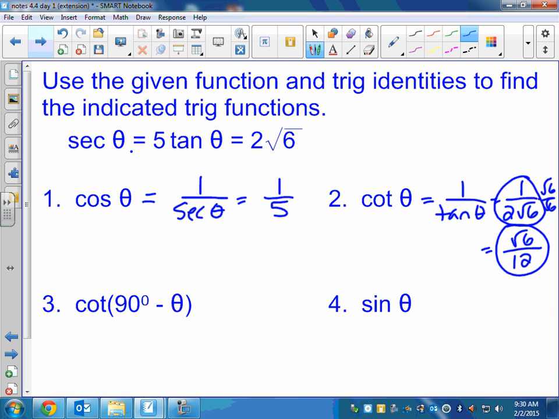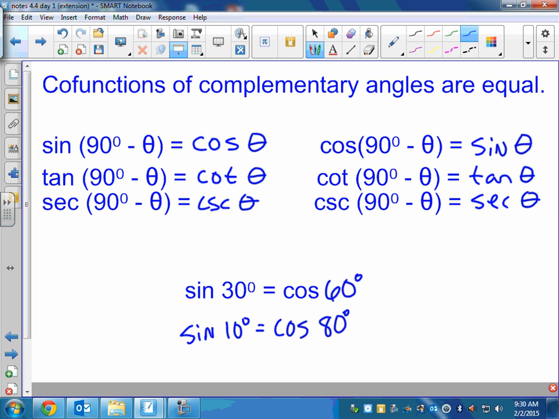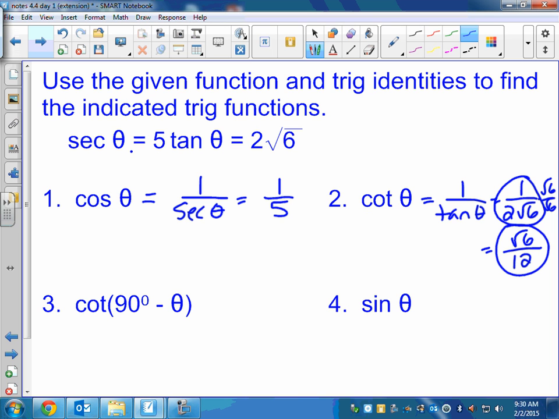What about number 3? Cotangent of 90 degrees minus theta. That's one of those properties I just gave you. So what did we say the cotangent of 90 degrees minus theta will always equal? It equals the tangent of theta. If you go back here, the cotangent of 90 degrees minus theta will always equal tangent of theta. So this equals tangent. And do we know what tangent equals? 2 square root of 6. So the idea, again, is these properties, these identities, help us answer these questions.